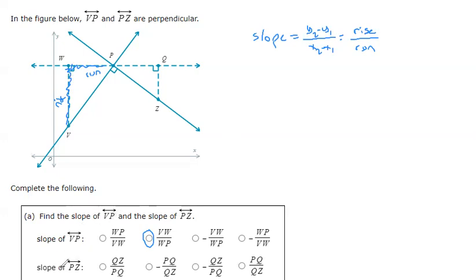And for the second one, the slope of PZ, I should use a similar idea. So let's do that.